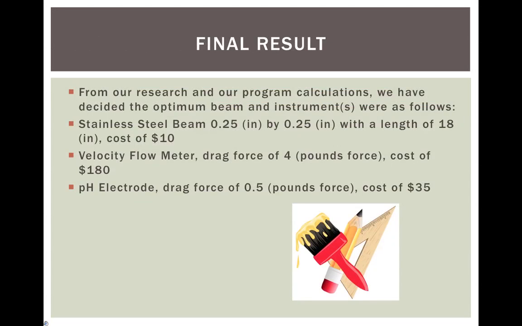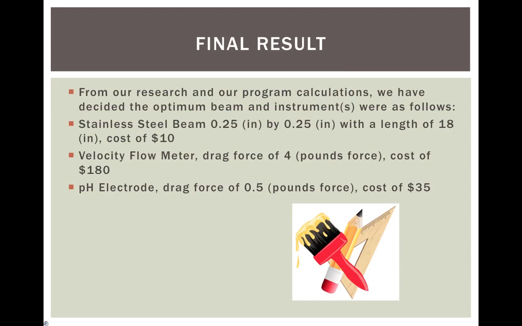Final result: from our research and our program calculations, we have decided that the optimum beam and instruments that we were going to use were the stainless steel beam, 0.25 inches by 0.25 inches with a length of 18 inches, which would be a cost of $10, and the velocity flow meter with a drag force of 4 pounds force and a cost of $180, and also the pH electrode with a drag force of 0.5 pounds force and the cost of $35.